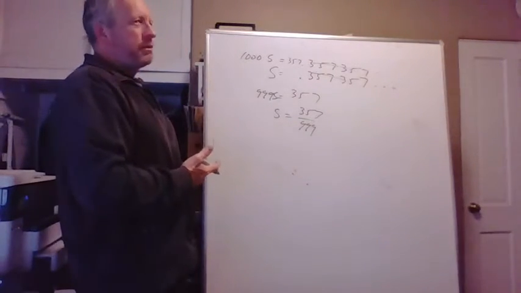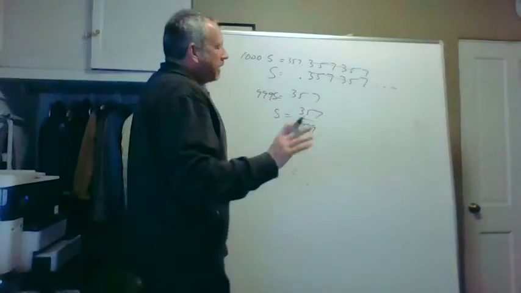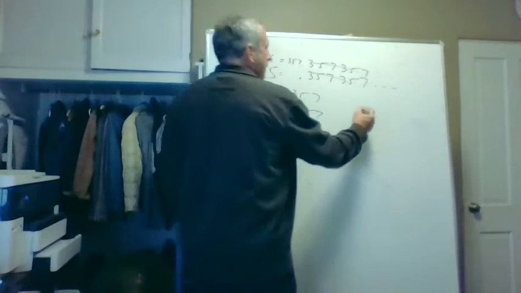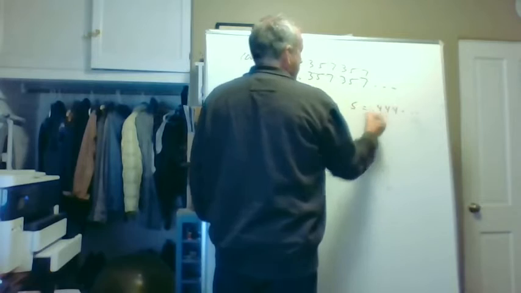I mean, you should check if you can reduce it, which you could here, but I'm not really worried about that right now. One more really quick example. Let's say you had 0.444 repeating, and that's our sum.